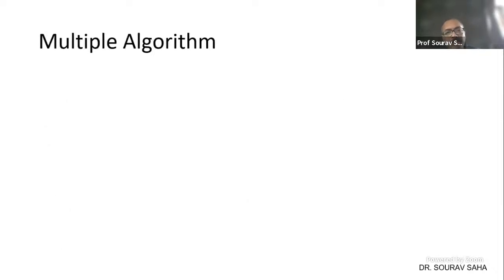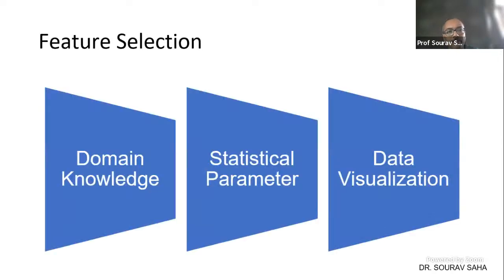Also, multiple algorithms. Again, I think I have told you that on the same data set, same partition, apply multiple algorithms and see what kind of results you're getting. And then feature selection, very important. For doing the feature selection, you need the right kind of domain knowledge about statistics, and do data visualization to see how a particular feature is affecting the target variable. That's also how you can do the feature selection part.